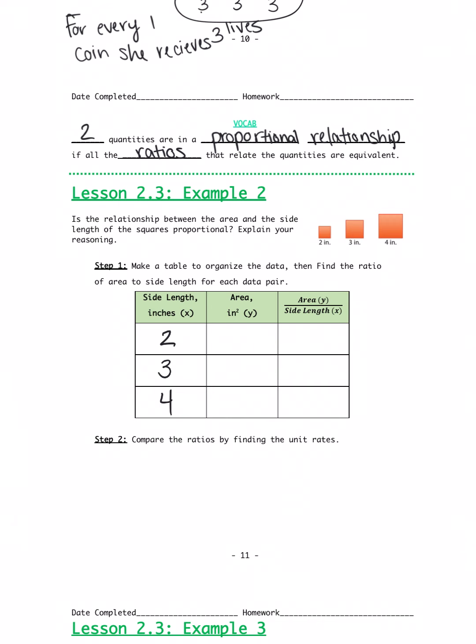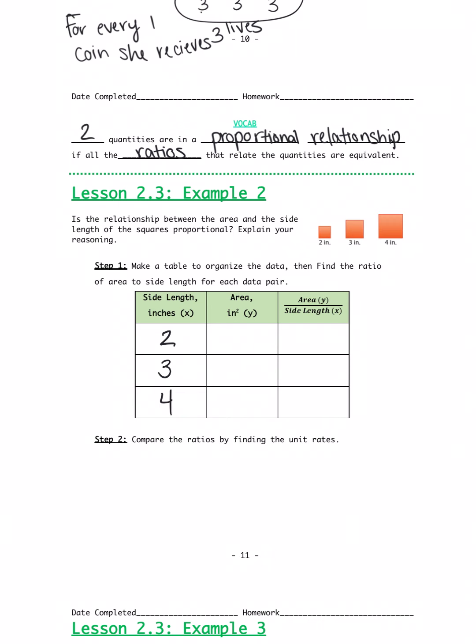So our first step asks us to make a table to organize data and then find the ratios that are equivalent. So we're going to put our y over our x over here and see if they are going to make equivalent ratios. So we have 2, 3, and 4 for all our side lengths, and then our areas, well, we're going to have to figure that out.